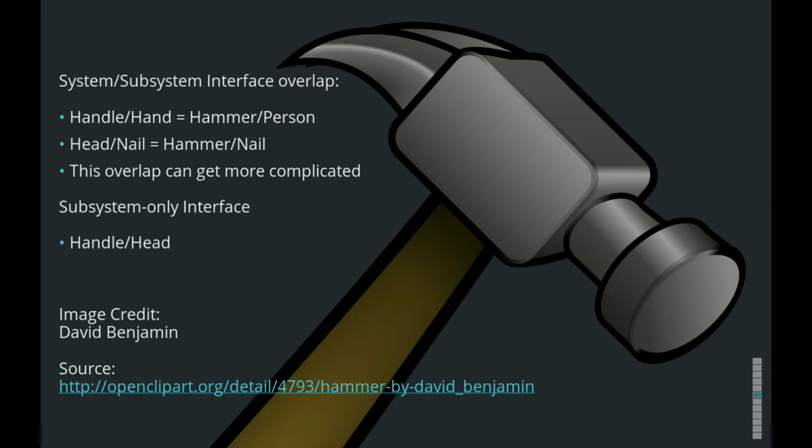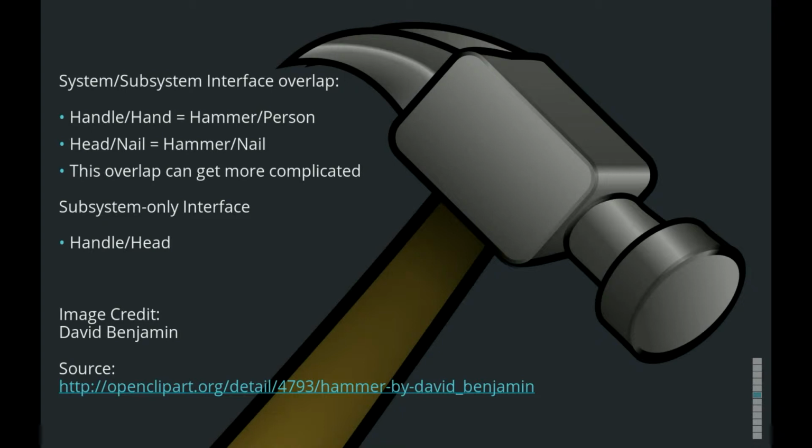We also noticed that there were some new interfaces that did not exist at the context level. The handle and the head. The subsystem-only interface is the handle and the head, and it did not appear in the context at all. It was hiding in the context within the hammer system.